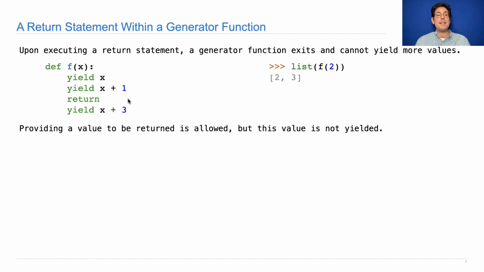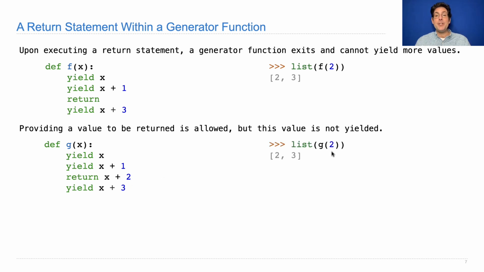Return statements typically have some return expression. What if you put a value to be returned? That's allowed, but the value is not yielded. So for example, if I wrote the same function, except now I've called it g instead of f, and I have returned x plus 2, what happens if I list g of 2? The same thing. I get 2, I get 3, then it returns, which means no more yield. It returned 4. Where's the 4? It's gone. It's not something that gets yielded.